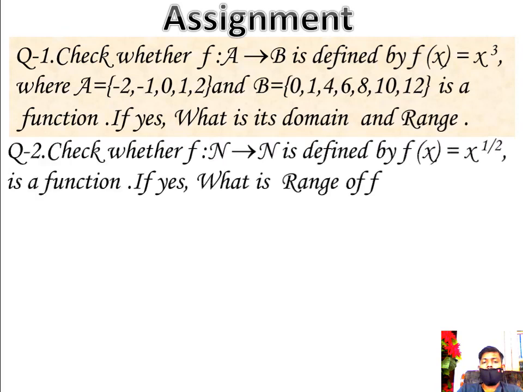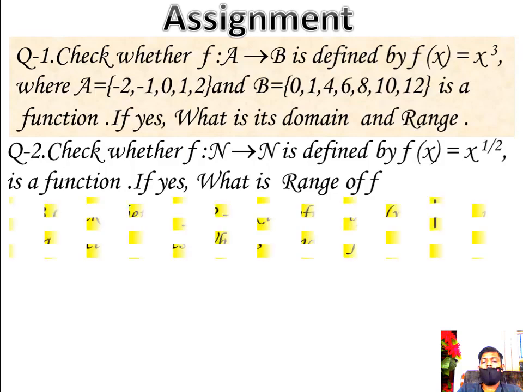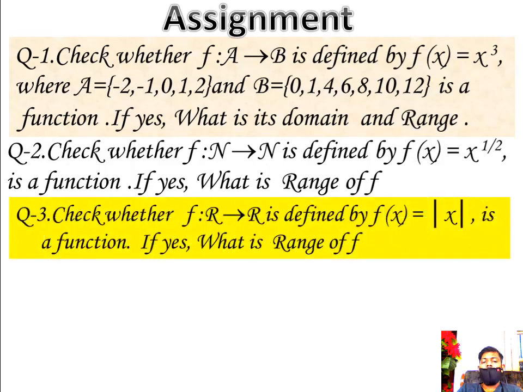Question number 2: check whether the function f from N to N defined by f of x equal to x raised to 1 by 2, that is square root of x, is a function. If yes, what is the range of f? And one more question: check whether f from R to R defined by f of x equal to mod x is a function. If yes, what is the range of f?